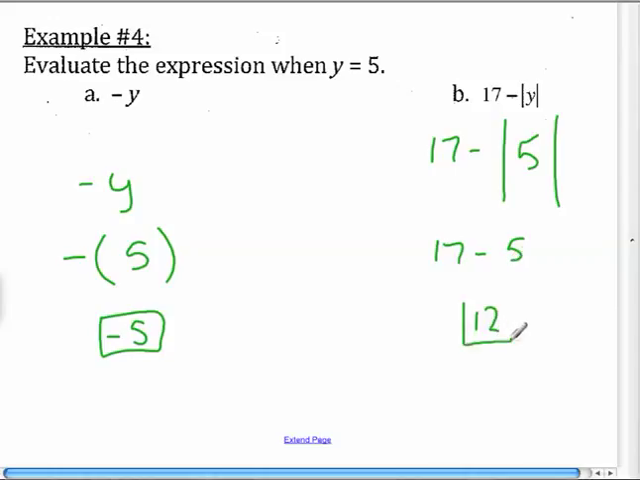17 minus 5 is 12. Okay, and now we're simplified. All right? Good job, guys.